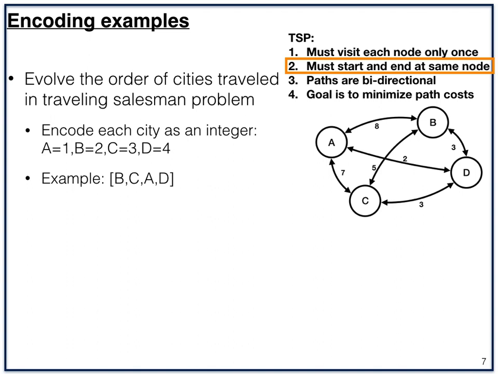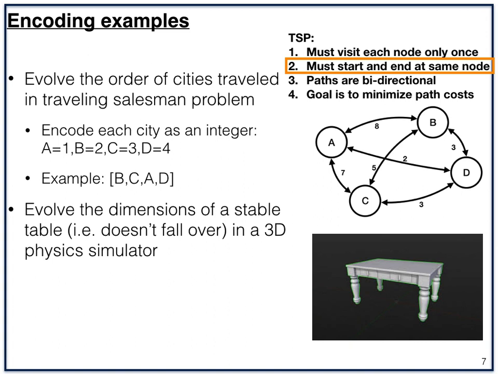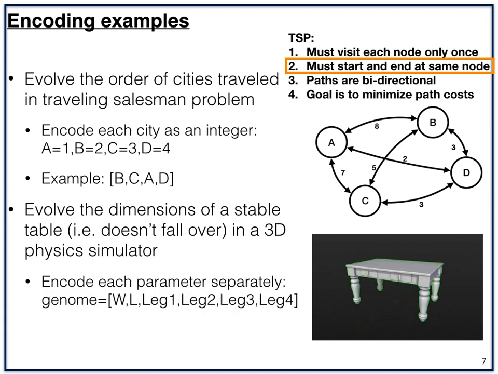Another potential problem we could try to solve is evolving the dimensions of a stable table, so something that doesn't fall over, in a 3D physics simulator. So this is the simulation of a physical object, so how do we turn that into a genome that we can then operate with a genetic algorithm? Well, one way of encoding it is to simply create a genome that has different dimensions of the table itself. So in this case, we have a genome that contains 6 values, the width and the length of the tabletop, and then a dimension for leg 1, leg 2, leg 3, leg 4.